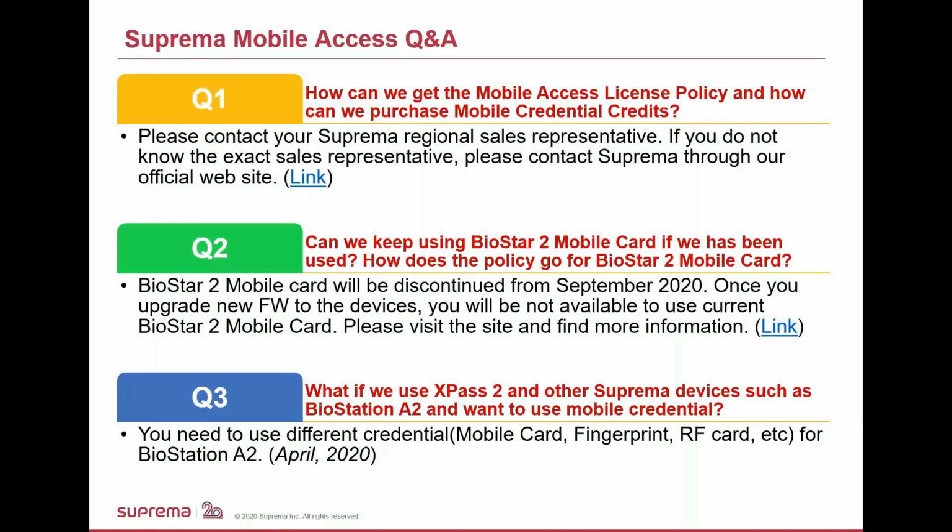Question number 3. What if we use Express 2 and other Suprema devices such as BioStation 8.2 and want to use more mobile credential? The answer is you need to use a different credential, mobile card, fingerprint, RF card, and etc. for BioStation 8.2. This is the result from April 2020.